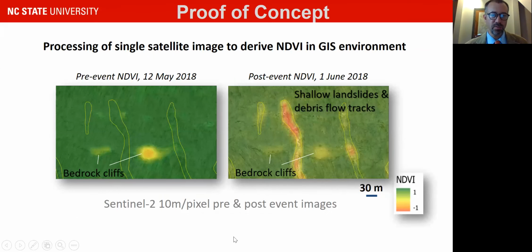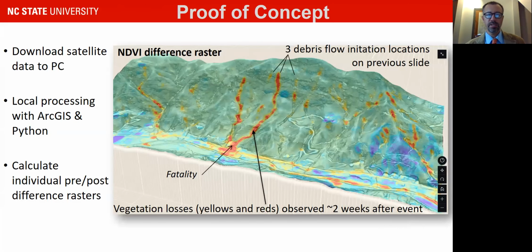This is what that would look like. Initially we were processing single satellite images to derive an NDVI raster in the GIS environment. Here's a pre-event NDVI image with high NDVI values, except for the bare bedrock cliffs. And then the post-event image, where the yellow outlines are the mapped landslides from the North Carolina Geological Survey, showing that we can, for the most part, track the location of where these landslides and debris flows happened using Sentinel-2 10-meter pixel satellite images. Here is the resulting NDVI difference raster.